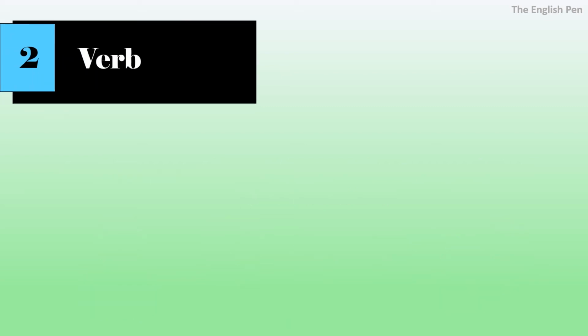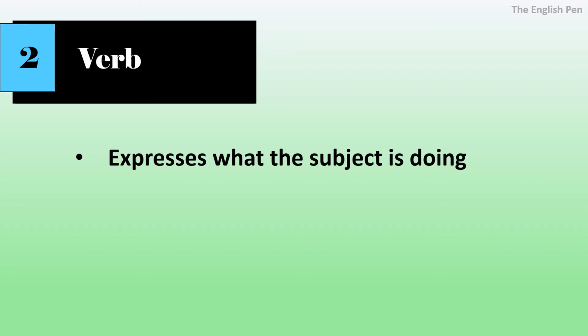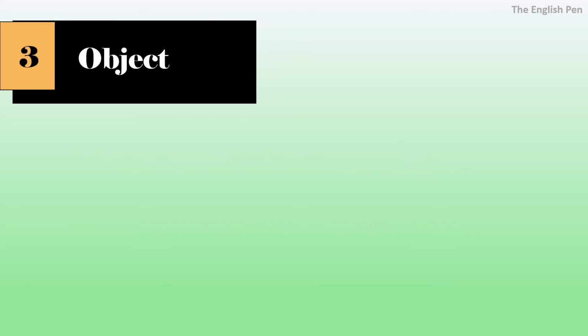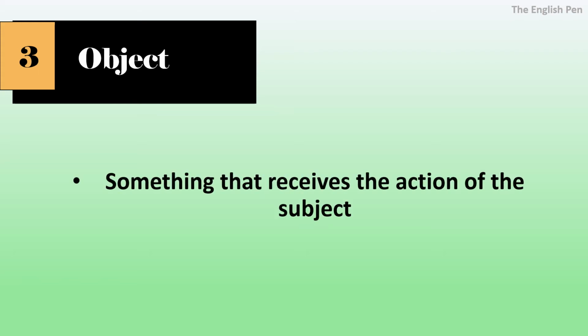A verb expresses what the subject is doing. Examples include to jump, to read, play, and so on. To find the verb, ask, what is the subject doing? The object. In a sentence, an object is something that receives the action of the subject.